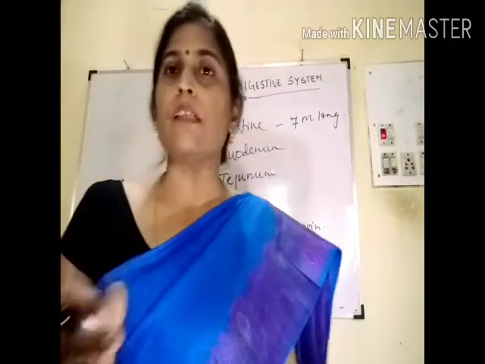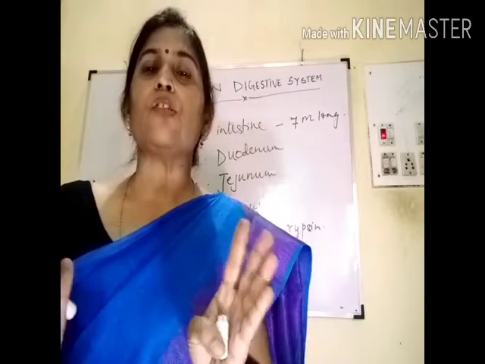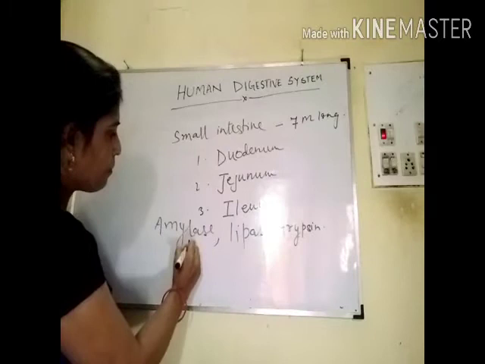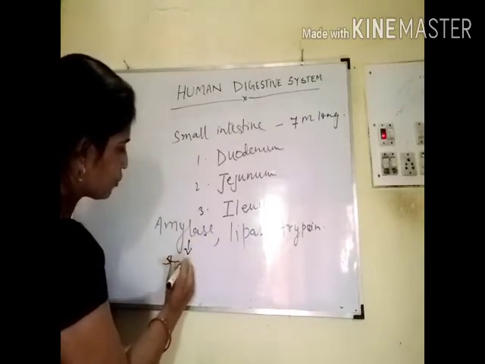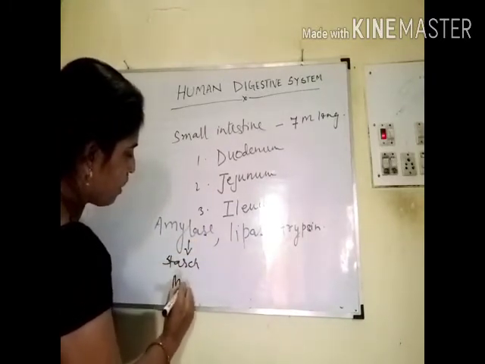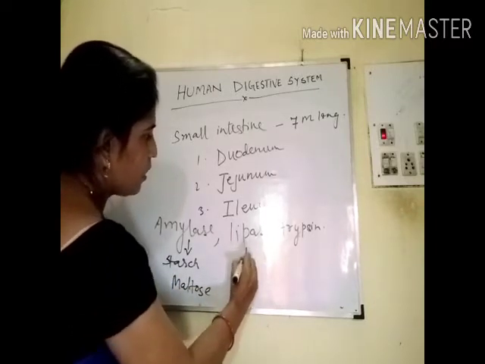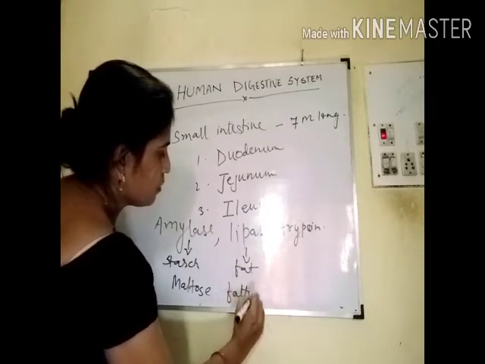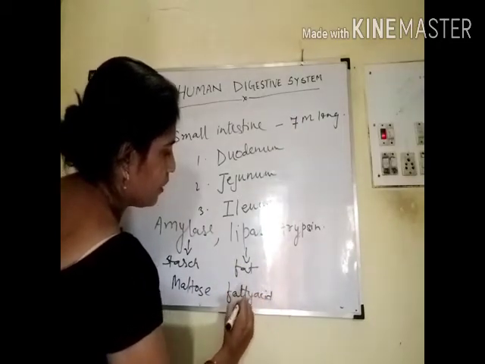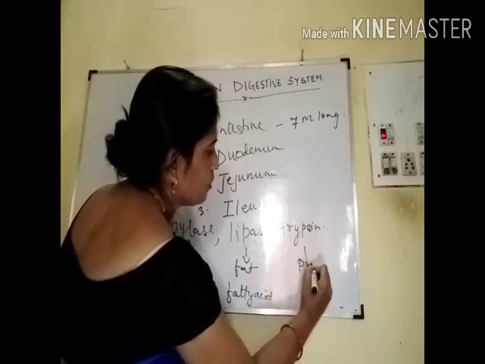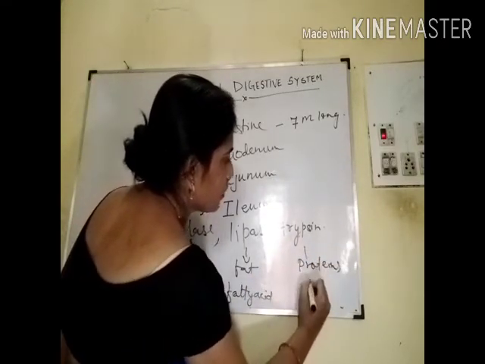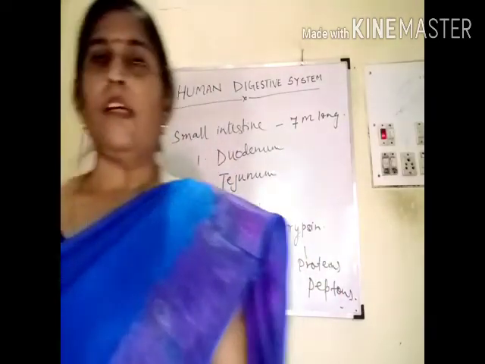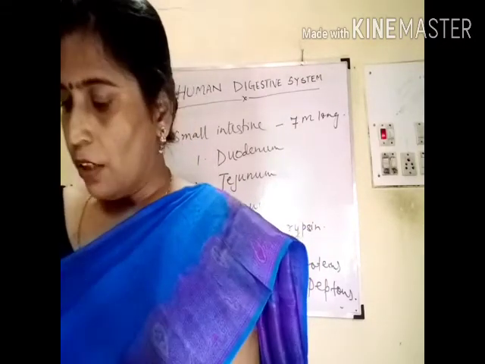This means in the small intestine there is complete digestion of carbohydrate, fat and protein. So this amylase works on starch and changes it into maltose. Lipase acts on fat and changes it to fatty acid and glycerol, and trypsin acts on protein and changes it into peptones. So here is the complete digestion of all three nutrients.